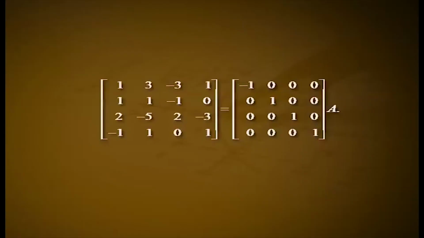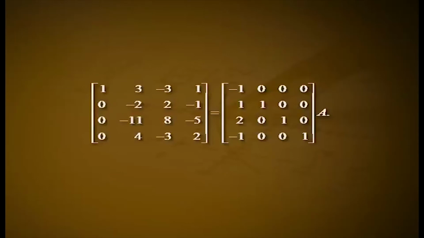Performing R1 times minus 1 on the matrix A on the left and the prefactor I of A on the right, we obtain matrix [1, 3, minus 3, 1; 1, 1, minus 1, 0; 2, minus 5, 2, minus 3; minus 1, 1, 0, 1], which is equal to matrix [minus 1, 0, 0, 0; 0, 1, 0, 0; 0, 0, 1, 0; 0, 0, 0, 1] A. Performing R21 minus 1, R31 minus 2, R41 1 on the matrix on the left and the prefactor of A on the right, we obtain matrix [1, 3, minus 3, 1; 0, minus 2, 2, minus 1; 0, minus 11, 8, minus 5; 0, 4, minus 3, 2], which is equal to matrix [minus 1, 0, 0, 0; 1, 1, 0, 0; 2, 0, 1, 0; minus 1, 0, 0, 1] into A.